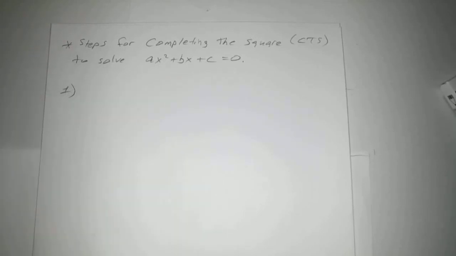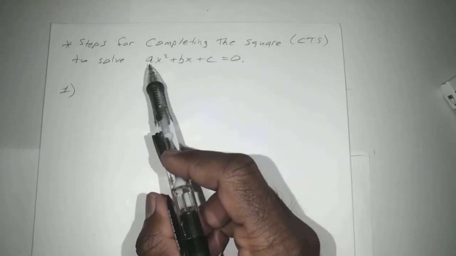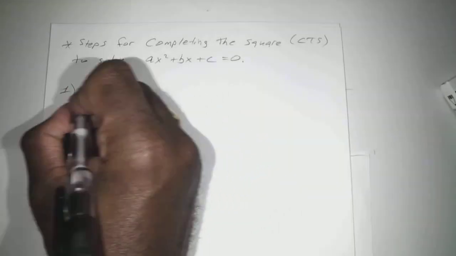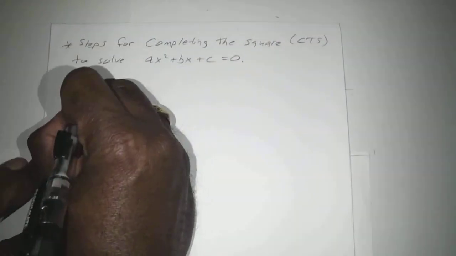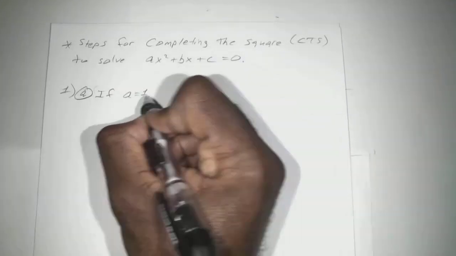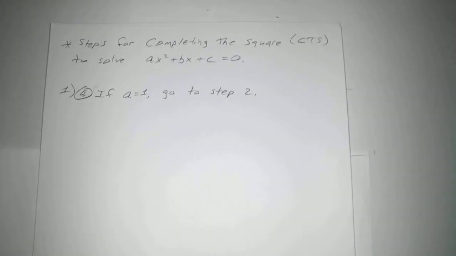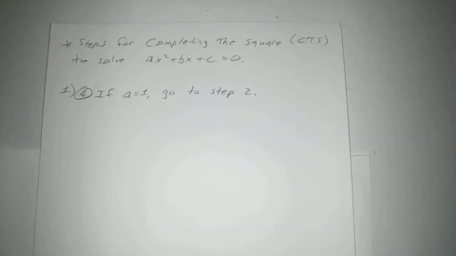Okay. Now your first step, you have an either-or kind of situation. If your a is equal to 1, then you skip the first step and go right to step 2. So this is kind of a 1a and 1b situation here. If we know that a is equal to 1, you just go to step 2. Now if this a in front of the x squared is equal to anything other than 1, then we're going to divide everything by that value.